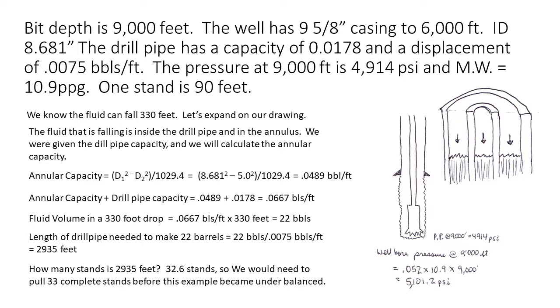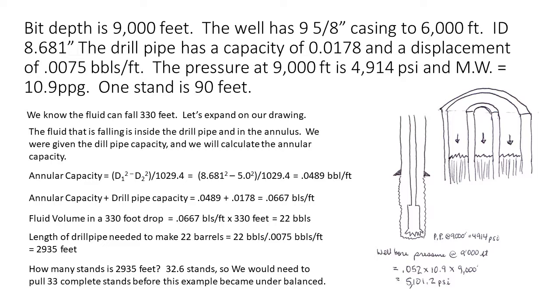Remember, the outer diameter in the annular is actually the value that's the inner diameter of the casing, 8.681 inches. And the inner diameter of the annular is actually the outer diameter of the drill pipe, which is 5.0 inches. When we calculate the capacity of the annular, we get 0.489 barrels per foot. When we add the drill pipe capacity to the annular capacity, we get a total capacity of 0.667 barrels per foot.